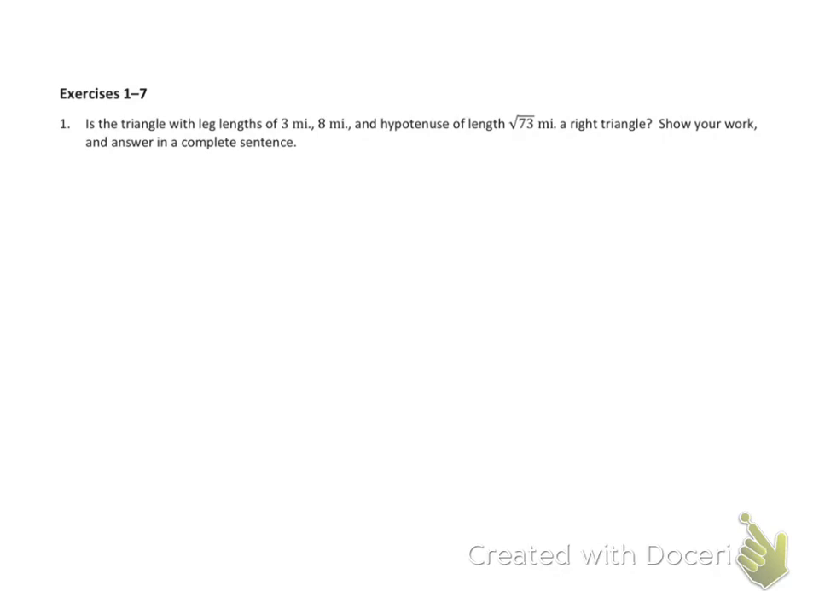Exercise 1 says, is the triangle with leg lengths 3 miles and 8 miles and hypotenuse of length square root 73 miles a right triangle? Show your work and answer in a complete sentence. Okay, so we could draw this up if we wanted to. We've got a short leg, a longer leg, and a longest leg. Square root of 73 is our hypotenuse.